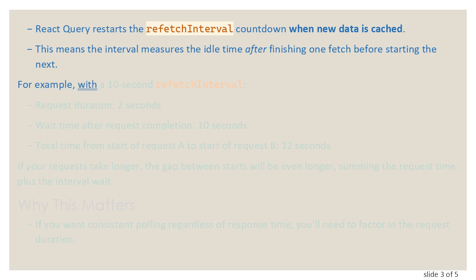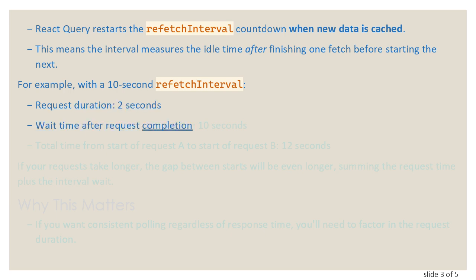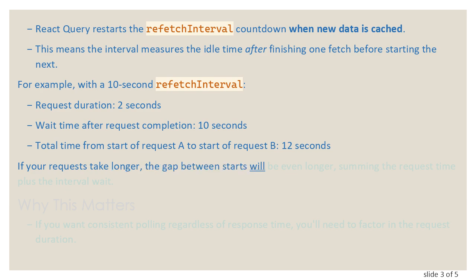For example, with a 10-second refetch interval. Request duration, 2 seconds. Wait time after request completion, 10 seconds. Total time from start of request A to start of request B, 12 seconds. If your requests take longer, the gap between starts will be even longer, summing the request time plus the interval wait.